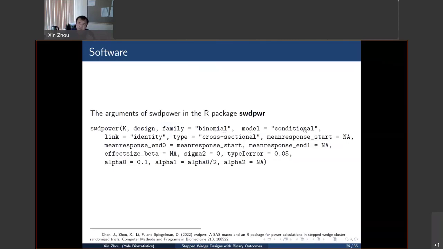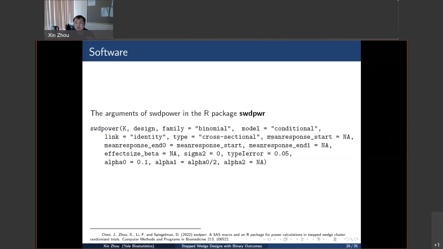Model can be conditional or marginal. The link function can be chosen from identity, log, and logit. The time is cross-sectional or cohort. And mean response start is the mean response in the control group at the first period. And the mean response end 0 is the mean response in the control group at the last period.